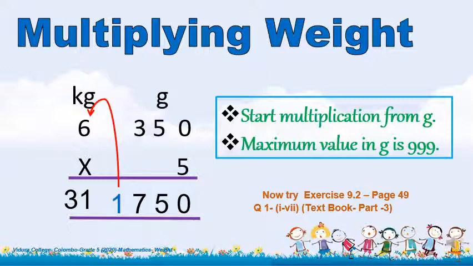1750 grams. But we learned that we can't keep more than 999 in our grams column. So let's take 1 over to the kilograms column. 6 times 5 or else 5 times 6 is 30. Then add that 1 which you have taken from the grams column. So 31. You have 31 kilograms and 750 grams.